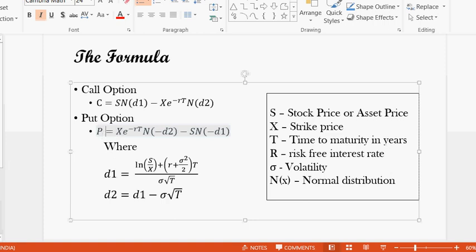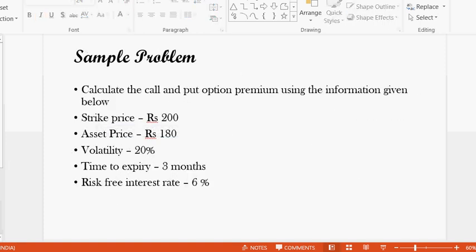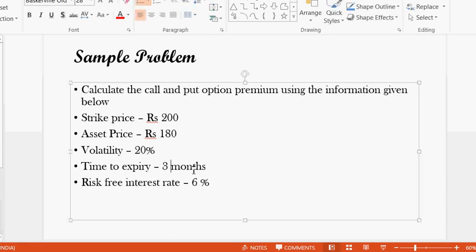Now we are going to look at a sample problem for which you are going to calculate the call option premium and the put option premium. The given information are these: the strike price is 200, the asset price is 180, the volatility is 20%, and the time to expiry is 3 months. Please understand, the time to expiry is given in terms of months. You have to convert this in terms of years in our formula. And finally, the risk-free interest rate is 6%.